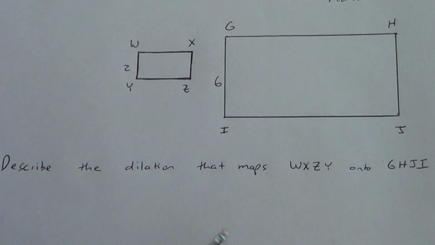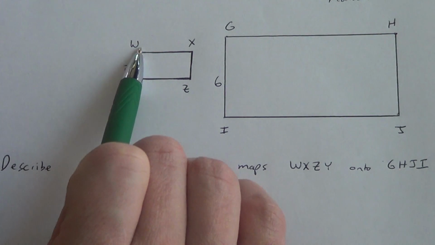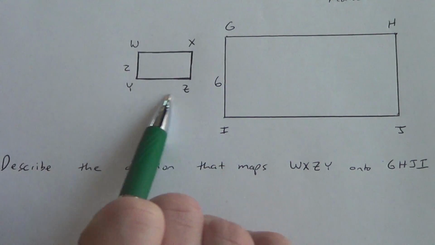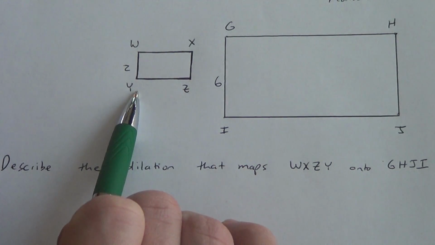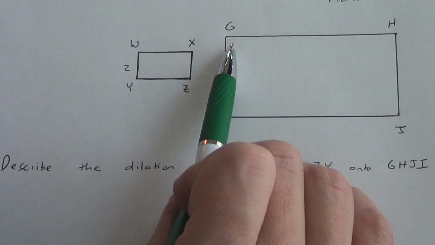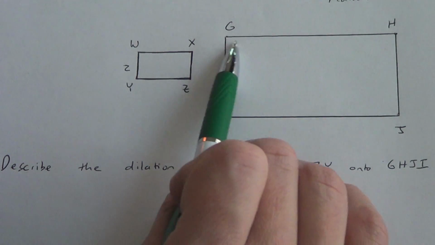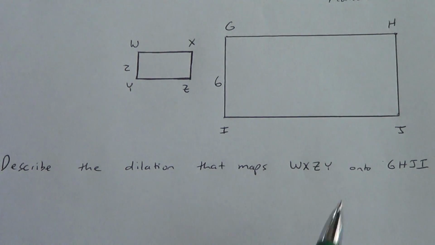So we're going to describe the dilation from WXZY. Now remember, when you name a shape, you can't just say WXYZ. You have to go around the outside in some order. So I said WX, I have to say ZY next. I can't just go alphabetical all the time. Okay, so WXZY matching up with GHJI. Once again, I can't say GHIJ. Okay, that doesn't wrap around the shape. It's kind of more like a zigzag pattern.